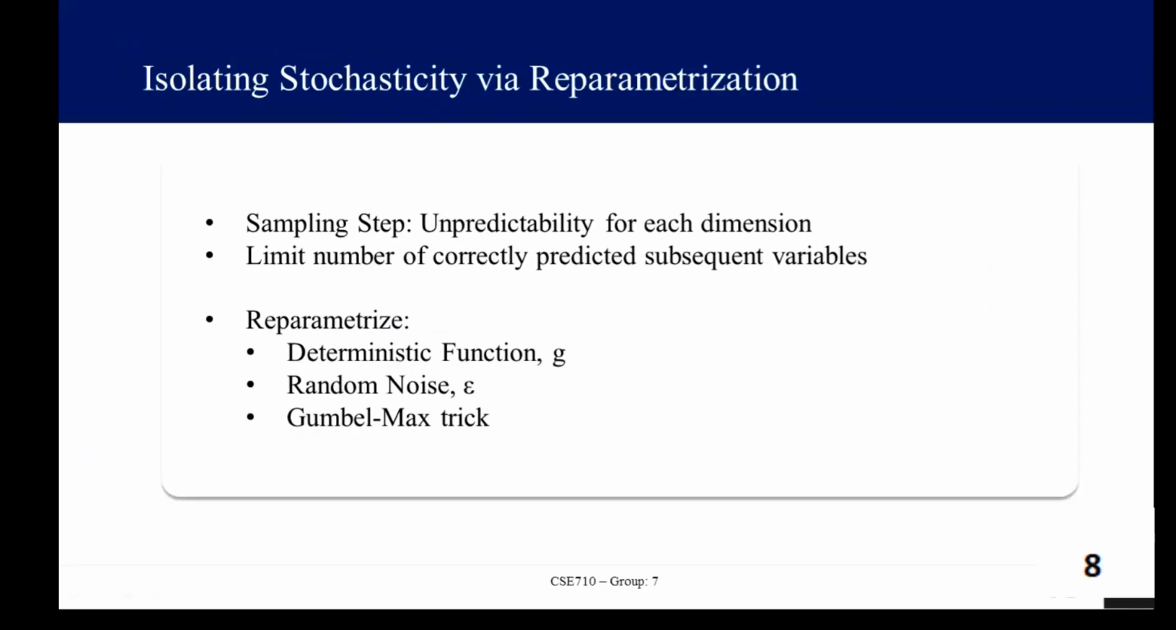There is unpredictability for each dimension brought by the sampling step, which may limit the number of correctly predicted variables. To solve this issue, the authors used a deterministic function conditioned on random noise epsilon to reparameterize the sampling procedure from the ARM. It can be done using the Gumbel-Max trick.